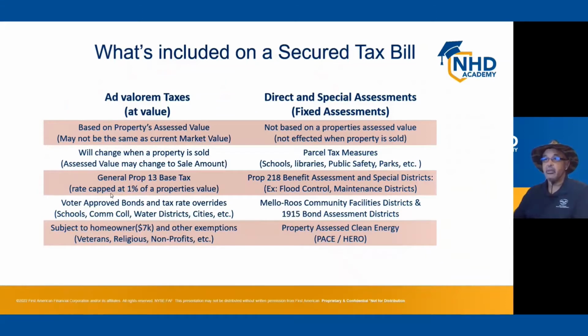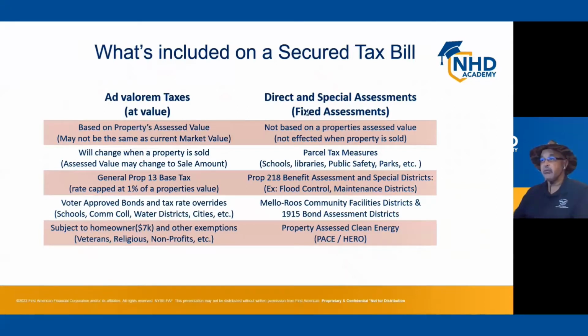Ad valorem taxes include your general Prop 13 1% tax rate. It may also include voter-approved bonds and tax rate overrides from schools, community colleges, water districts, cities, and other agencies. Ad valorem taxes are subject to the $7,000 homeowner value exemption, as well as other possible exemptions such as veterans, religious, nonprofits, and others.